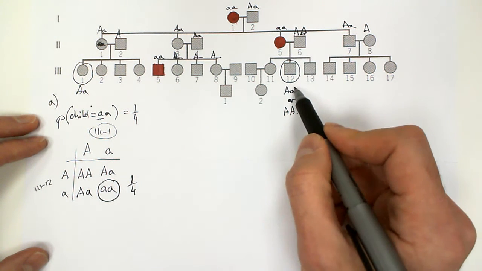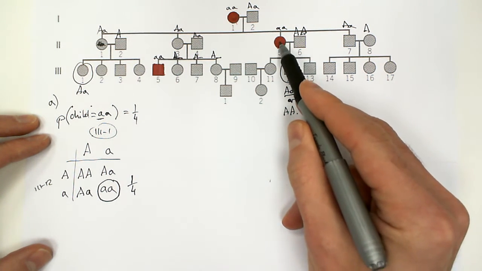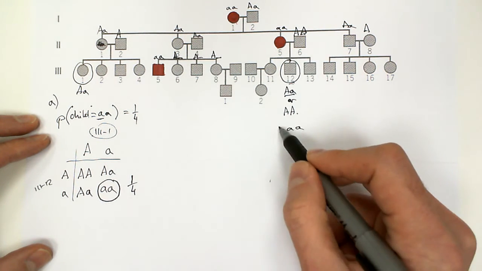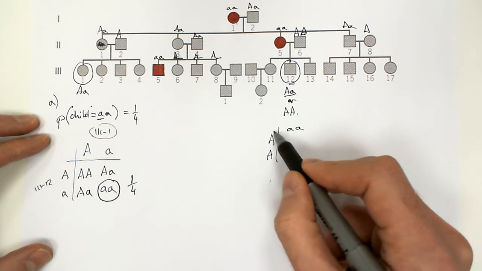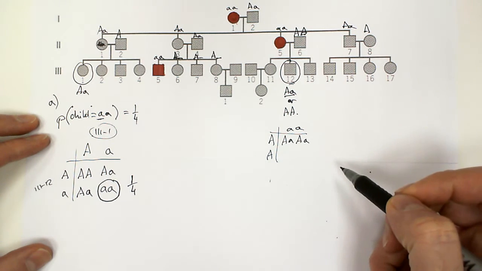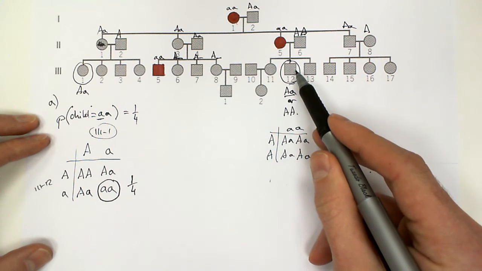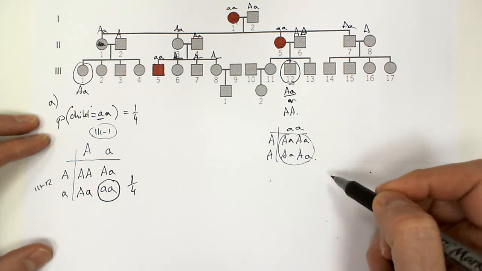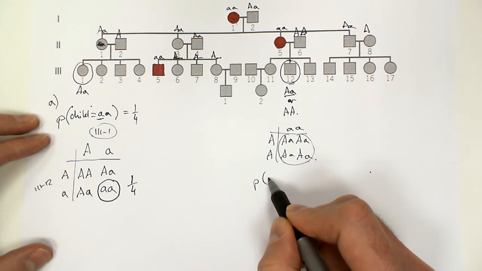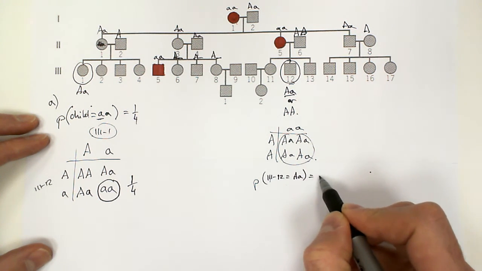So we're going to assume that this person is homozygous dominant. So the probability of this person being big A, little a is going to be based on the Punnett square for these two individuals. So this will be little a by mom and big A by dad. And so in this case here, for individual 3-12, they must be. Okay, so the probability of 3-12 being big A, little a is equal to 1.